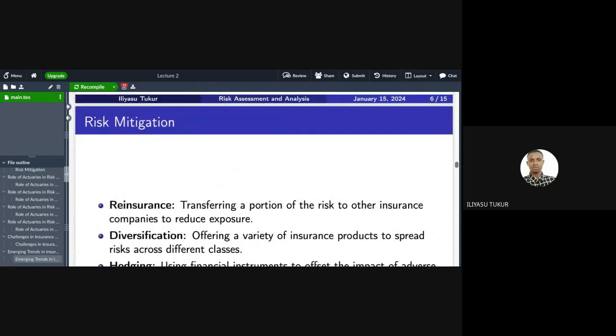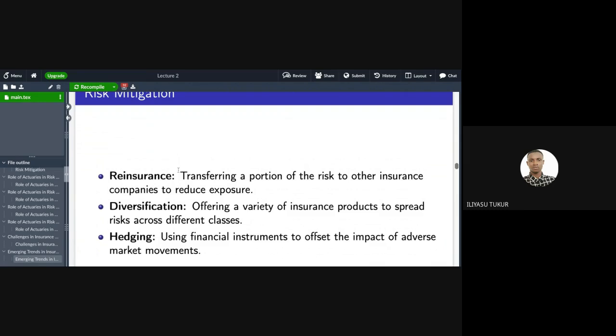Then we talk about mitigation, risk mitigation. How do we mitigate risks in case it happens? Because no matter what strategy you put in place, you have to be prepared for risks when it happens. So it's also, let me say, risk management.